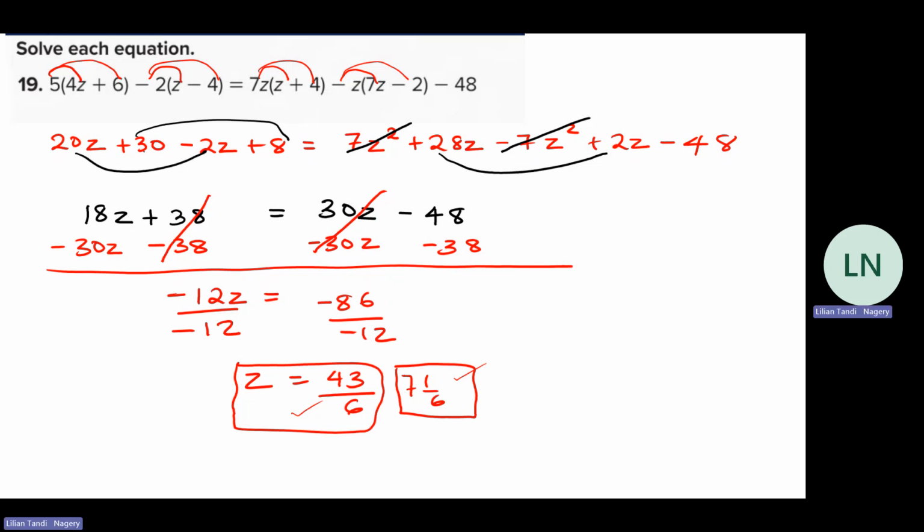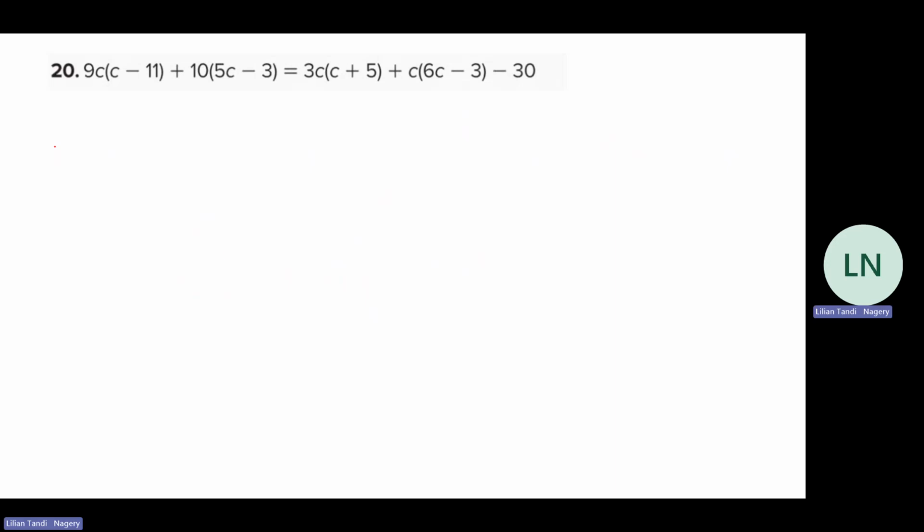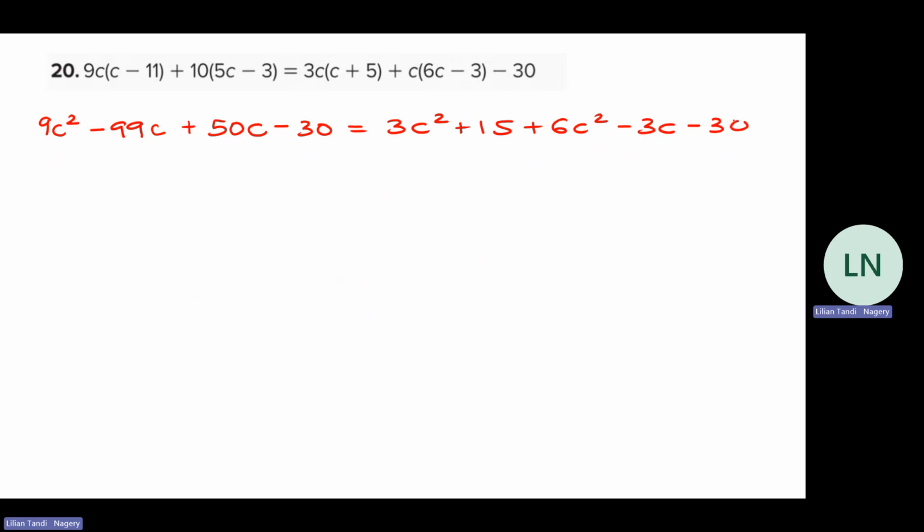Okay. All right, we move on. All right, we do this one. This is 9c squared minus 99c plus 50c minus 30, 3c squared plus 15 plus 6c squared minus 3c minus 30.